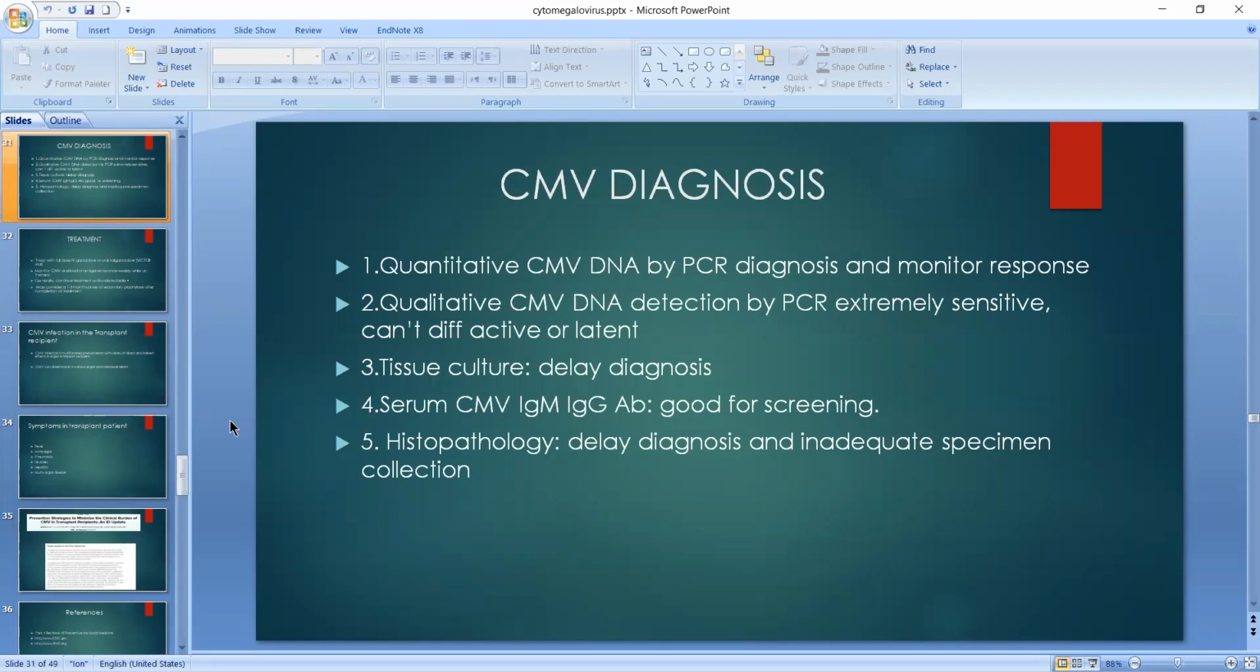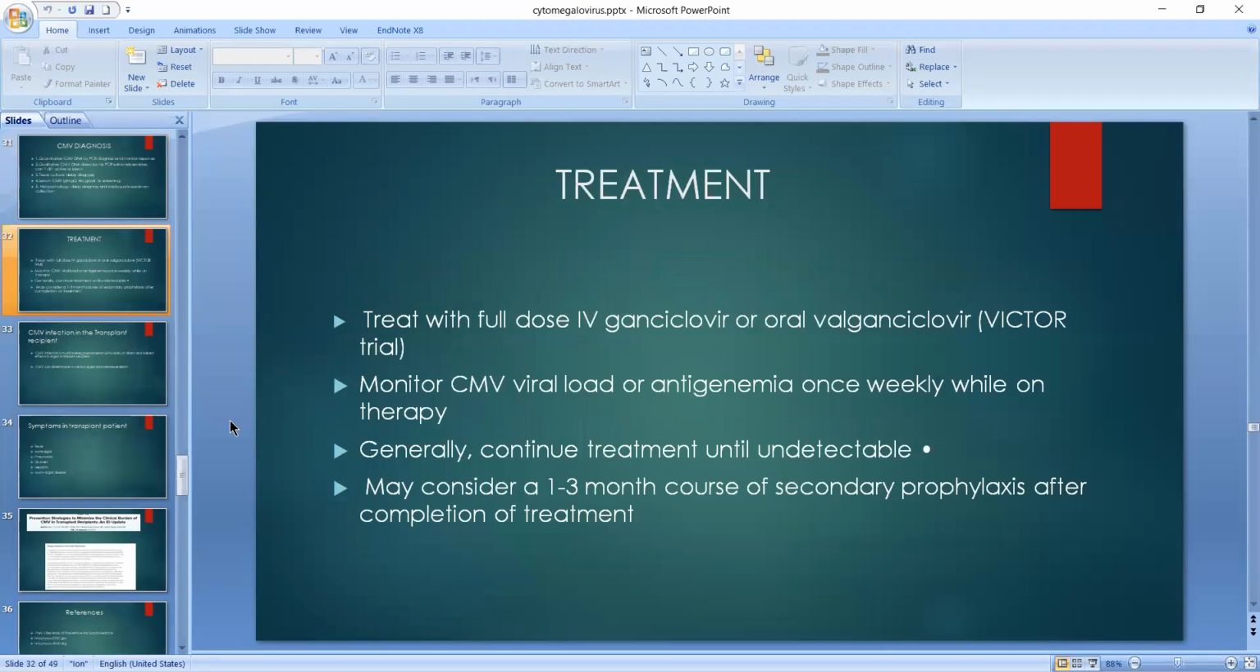Serum cytomegalovirus IgM and IgG antibodies: this test is good for screening. Histopathology delays the diagnosis, and inadequate specimen collection can occur in histopathology. Treatment: we can treat with full dose IV ganciclovir or oral valganciclovir. Monitor cytomegalovirus viral load or antigenemia once weekly while on therapy. Generally, continue the treatment until it is undetectable. One may consider a 1 to 3 month course of secondary prophylaxis after completion of treatment.